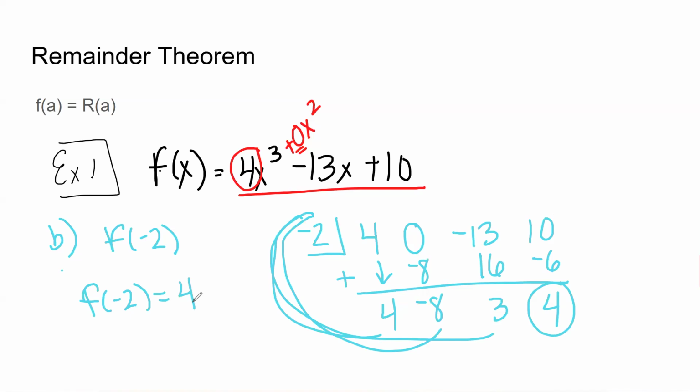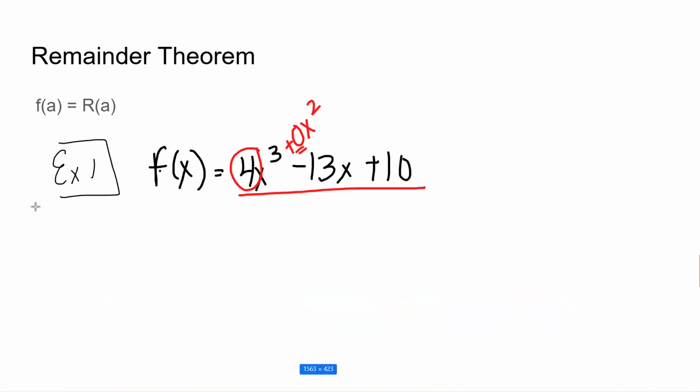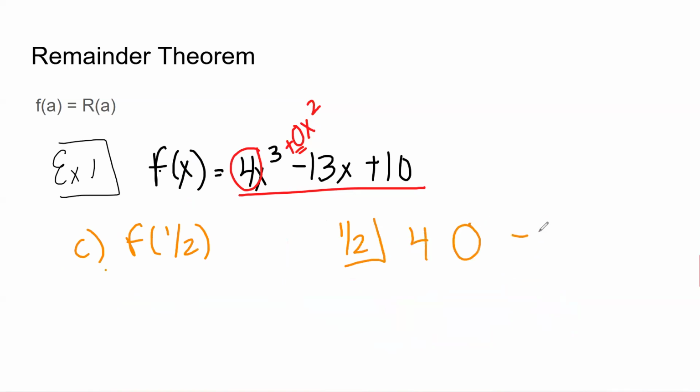Okay, these next two problems are where I really think the remainder theorem kind of shines. Same example, part C. They want to know f of a half. Now you could do that, but I don't want to cube 1/2. It's doable for sure. I just don't want to. So this is where I think synthetic does rule the day here. So we'll put 1/2. 4, don't forget the 0.